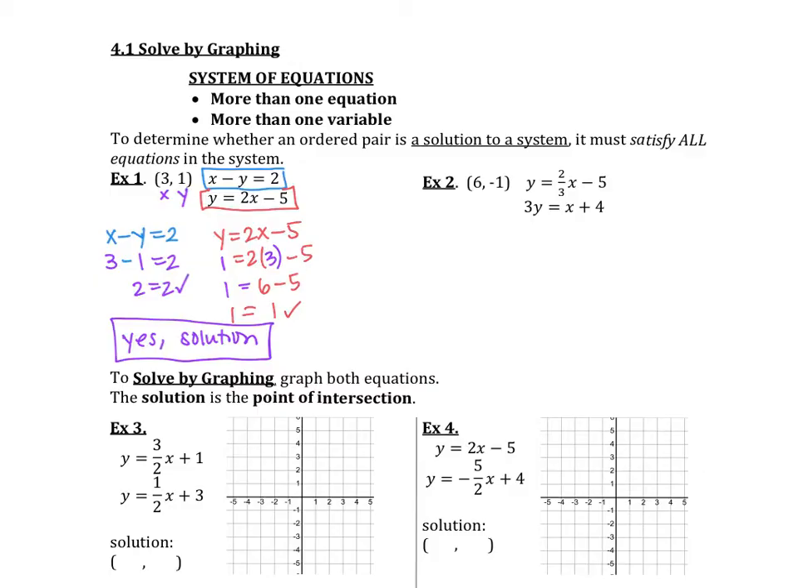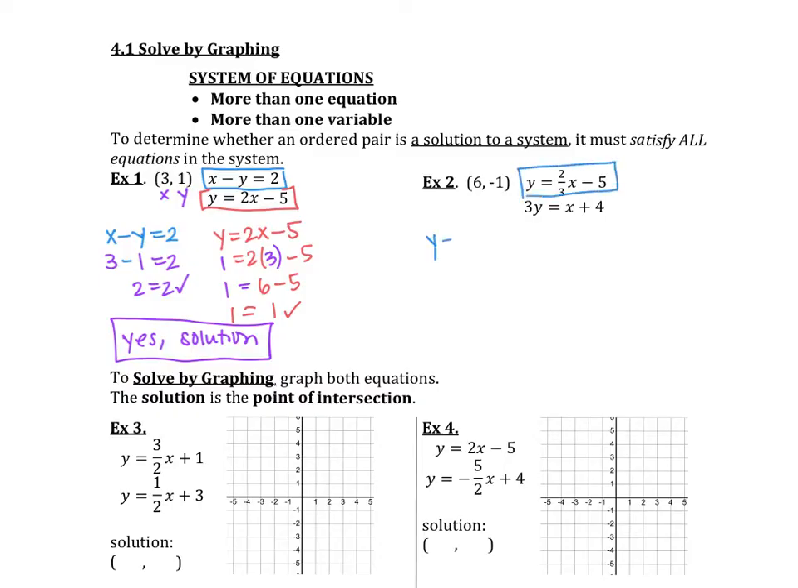For example 2, the point is 6 comma negative 1. The equations are y equals 2/3 x minus 5 and 3y equals x plus 4. For this to be a solution to the system, it needs to check in both equations. It actually doesn't matter which equation you do first. Sometimes I check the easier one first because if it doesn't work, I know I can stop. But I'm going to go ahead and just check the first one.